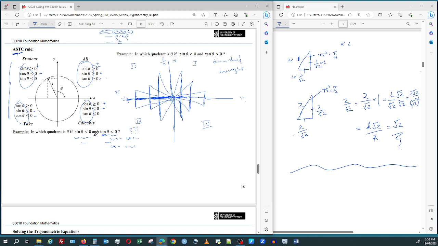But what about tan theta? Sine's negative in these. That's this one, isn't it? If cos is negative... hang on, that's negative. Cos has got to be positive and sine's got to be negative. So we've already got this one. So where is cos positive? It's only quadrant 4. So it's only in quadrant 4 that's true.